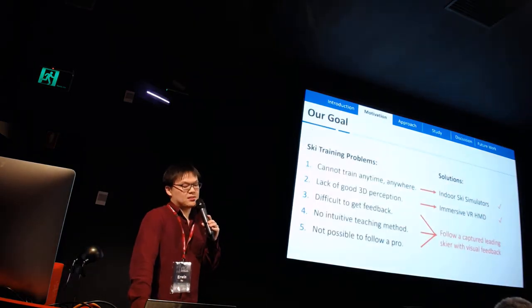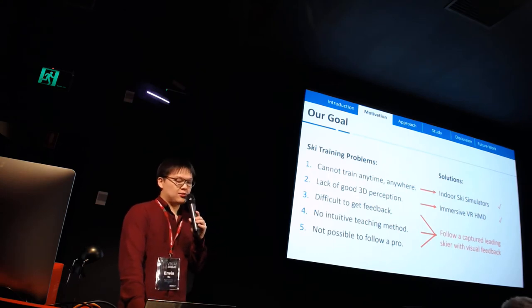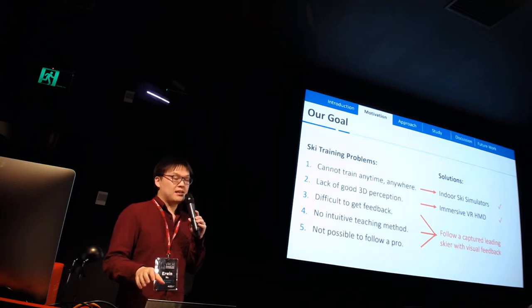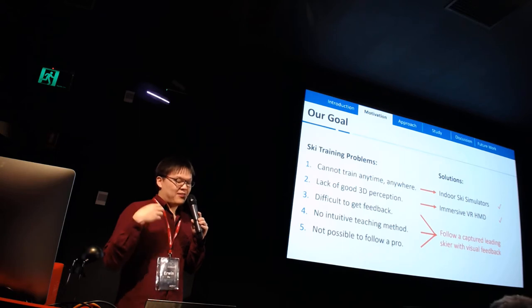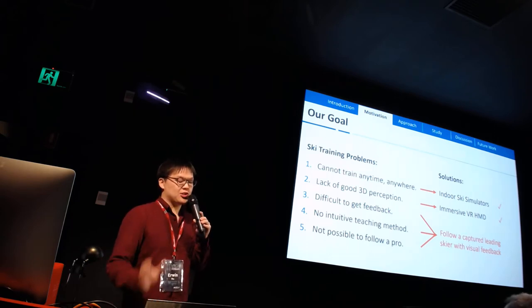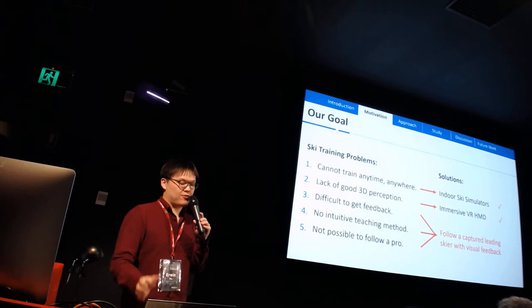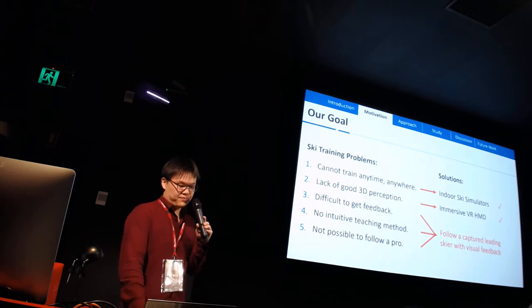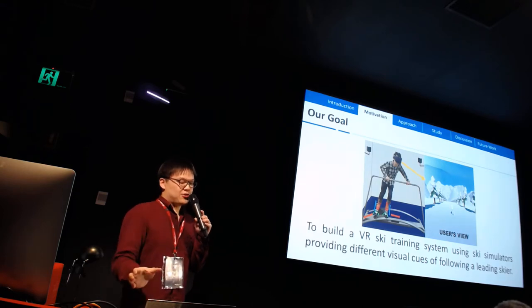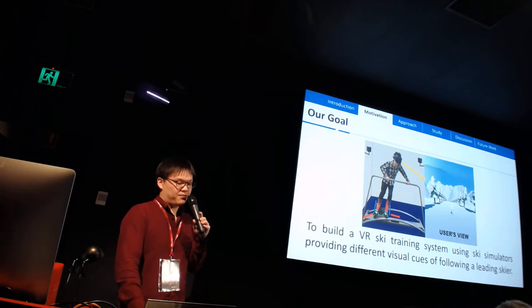Using ski simulators and VR can solve the problem of environmental dependency and lack of 3D perception. However, as mentioned before, skiing is still very hard to learn due to the difficulty of getting feedback and not being able to directly follow an expert. So one of our approaches is to capture the motion of a teacher and use some visual cues to provide feedback for VR ski training. To conclude, in this study, we want to introduce different visualizations of a captured leading skier for VR ski training and study their effect.